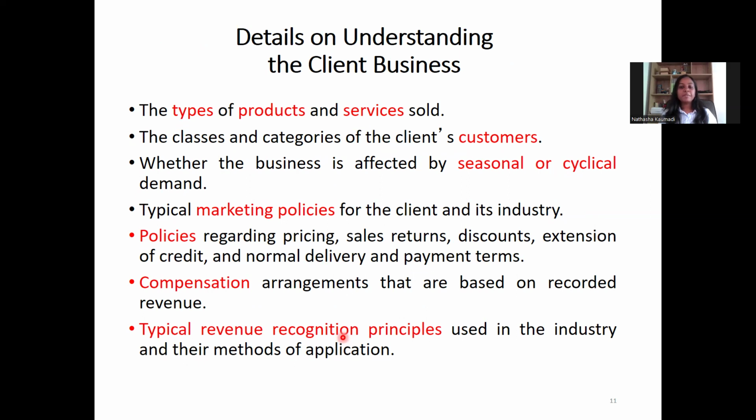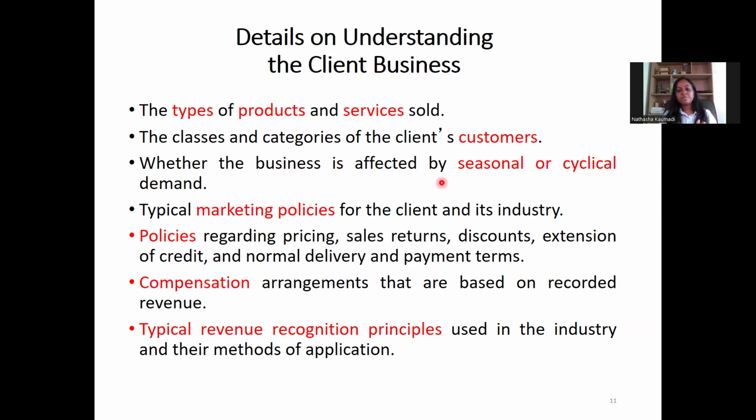Details on understanding the client business. I told you we need to know the details of the client business, basically the client and the environment. So what are the things you need to know? Types of products and services sold. Definitely you need to understand the product type. The classes and categories of the client's customers. Who are the customers? Credit customers, non-credit customers. Different categories can be there: local customers, international customers, that means domestic and international customers, retail customers, wholesale customers, different classifications.